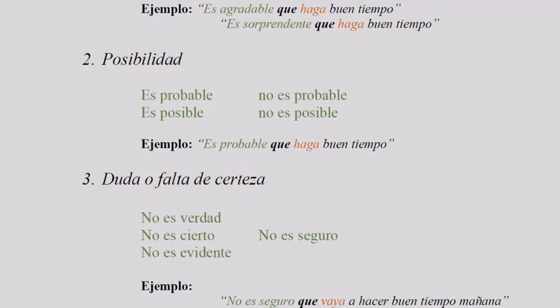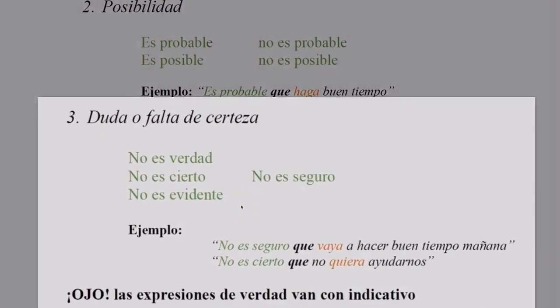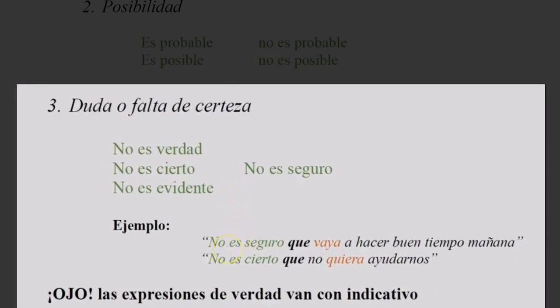Possibility always requires the subjunctive. Doubt or lack of certainty also requires the subjunctive, of course. No es verdad, no es cierto, no es evidente, no es seguro que vaya a hacer buen tiempo mañana. It's not certain that we will have good weather tomorrow. It's not true that he does not want to help us. No es cierto que no quiera ayudarnos.